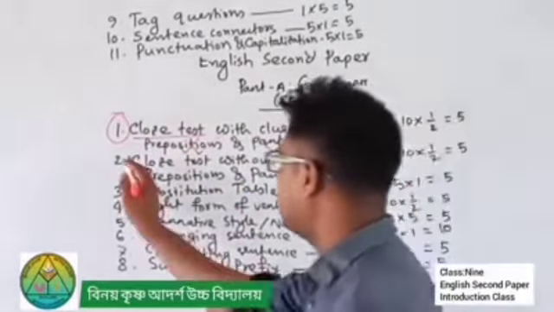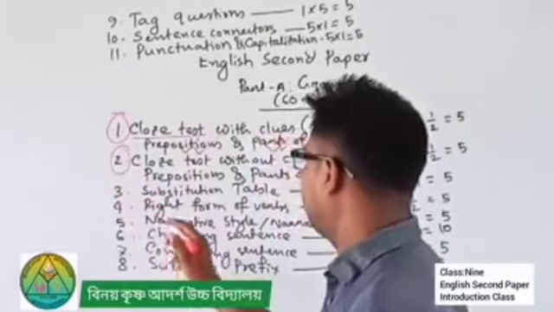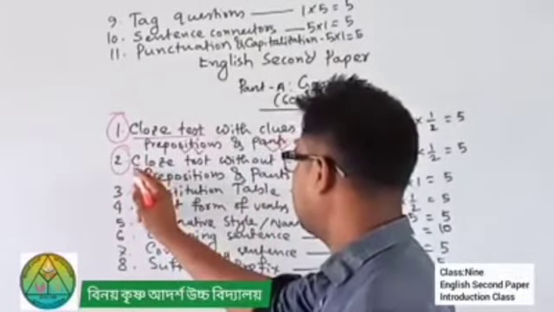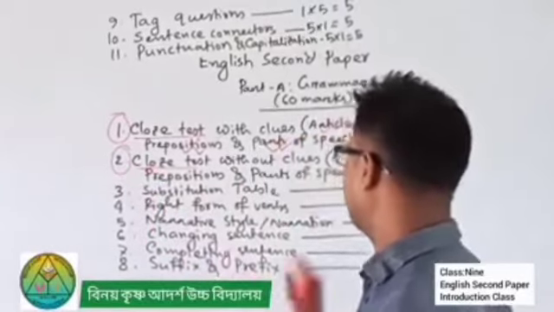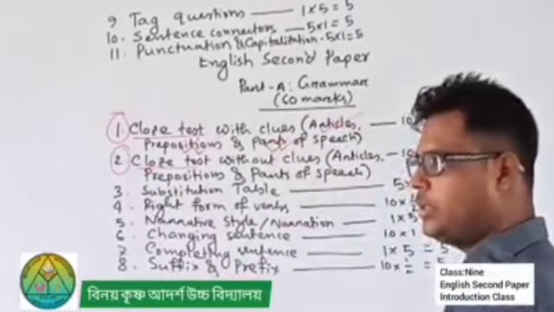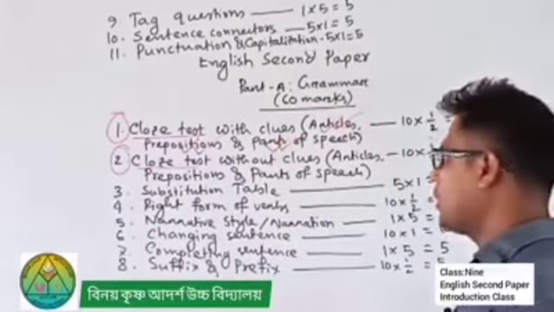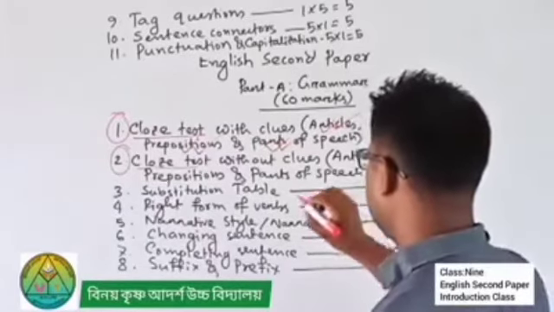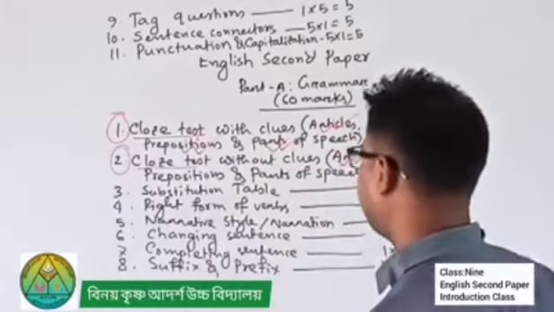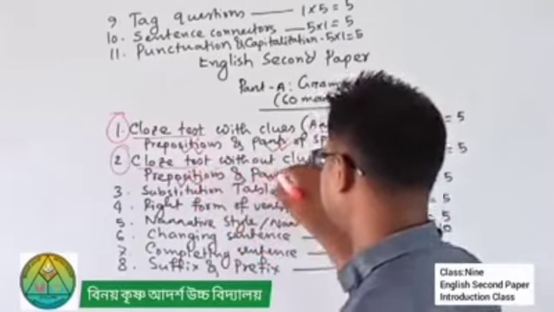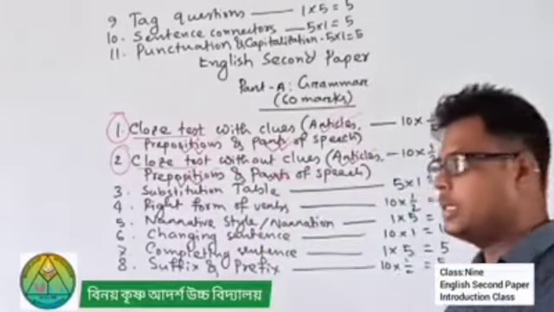And in question number 2, the item is also a cloze test, that is without clues. I mean, you will not be given the clues. Dear learners, this item will also be on articles, prepositions and parts of speech. Dear learners, notice please attentively.